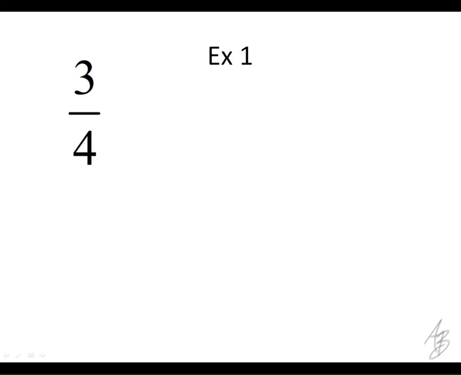So how do I change this from a fraction to a decimal? Divide 3 divided by 4. So we do 3 divided by 4 and we get what? 0.75. Now this is the decimal. We don't want the decimal, we want the percent. So how do I change that to a percent?